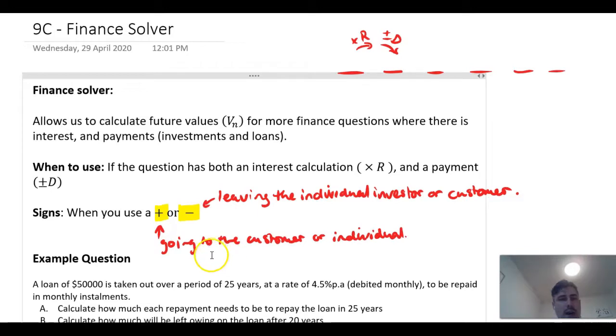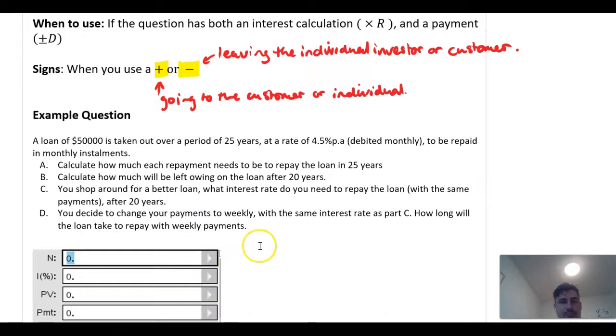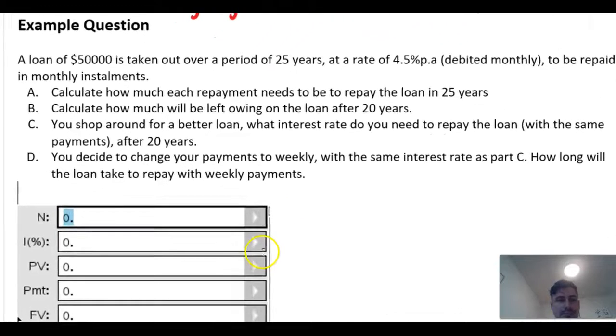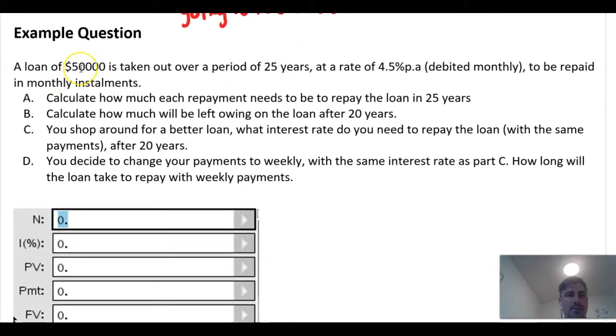So let's have a look at how we're going to use Finance Solver. Okay, so this is a classic kind of question now. A loan of 50,000. It's really important with these questions to highlight everything because there's usually a lot of information. It's taken out over 25 years at a rate of 4.5% monthly, to be repaid in monthly installments. The first part asks us to calculate how much each repayment needs to be. So what's the repayment got to be if the loan is going for 25 years? So the question mark is this one.